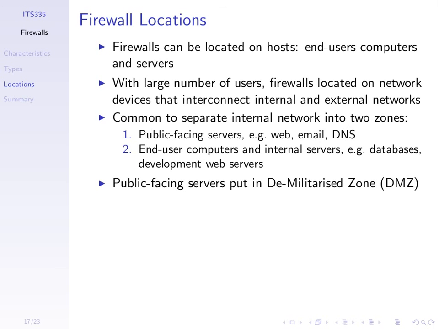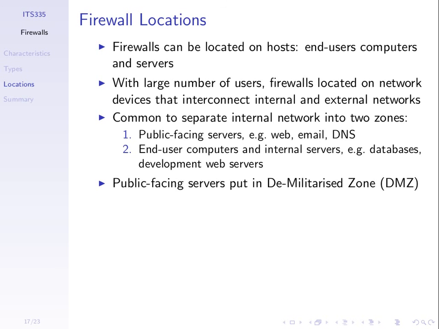So rather than putting firewalls on the end computers, put just one firewall on a device that all of the data goes through for those computers. And that's more practical. So firewalls are located on network devices. Devices that connect internal and external networks.